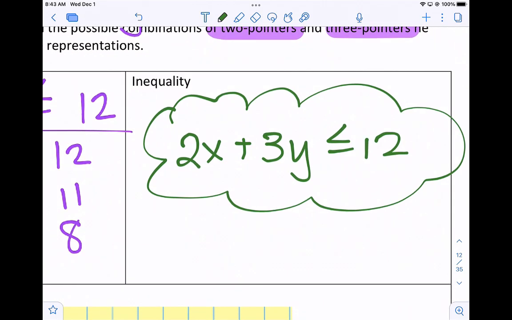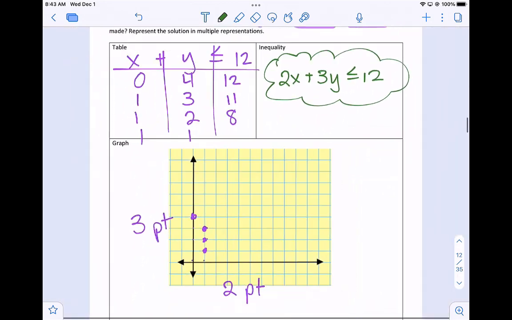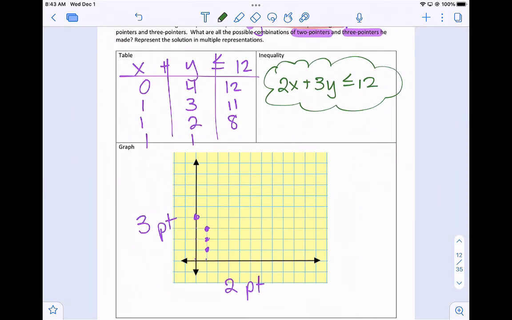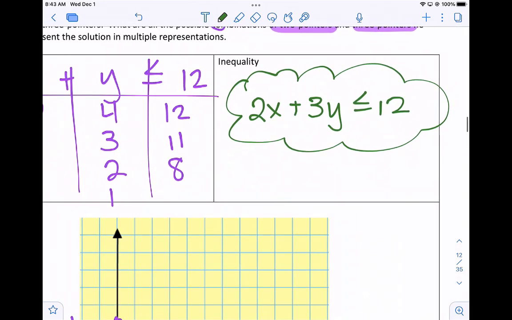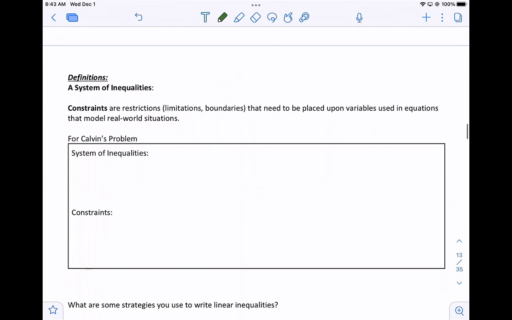And then we're going to take a look at, all right, once you have that inequality, how can we then solve it without making a table or a graph, or even with making a table and a graph? How does that inequality help us to solve a problem like this? So again, the main goal is, can you write your inequality?